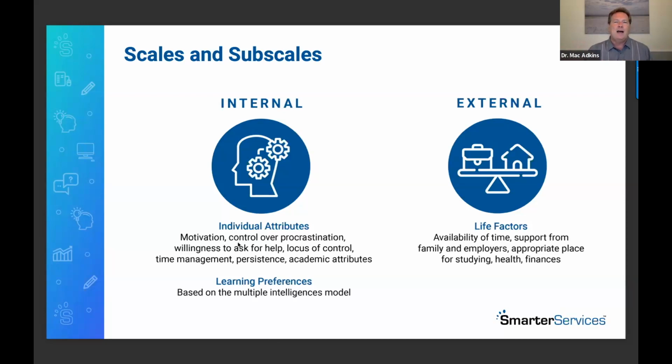We also identify their dominant learning preference. You may call that a learning style. We use the multiple intelligences model. So that's whether they're visual, verbal, social, solitary, those things. We also look at the learner externally. We call that one life factors. That's what's going on in their life. How much time do they have to study, support from family, support from employers, general health, finances. It's really an environmental scan of what's happening in their life.